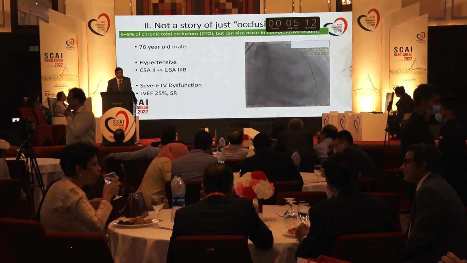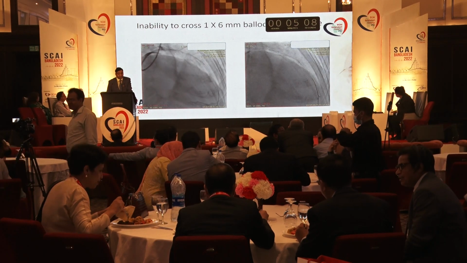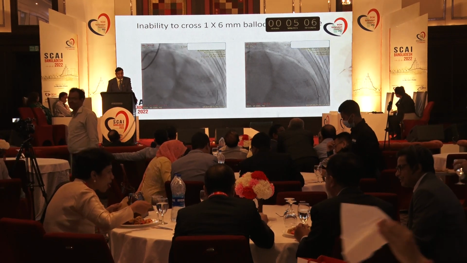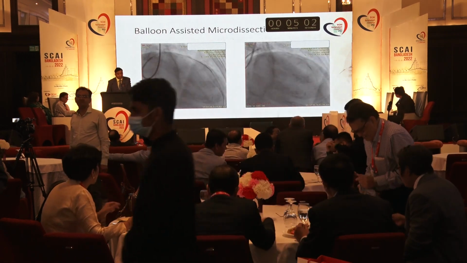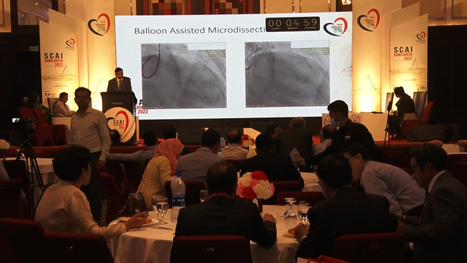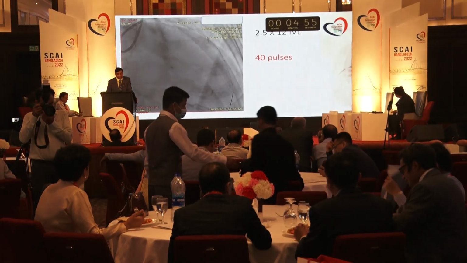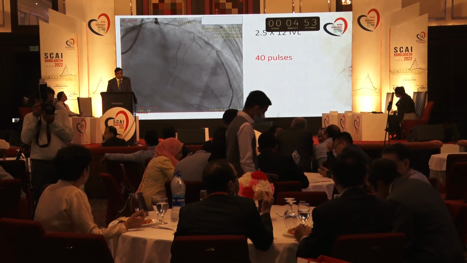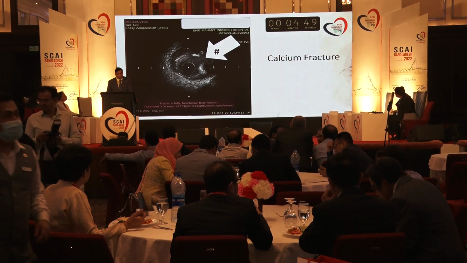This is a relatively simple looking lesion, but again we were unable to cross even a 1 x 6 mm balloon despite having a buddy wire in place. And again, we did an intentional granuloplasty with a 2.5 x 10 NC balloon once it was across. Since there was heavy calcification as documented on IVUS, we followed up with the IVL.